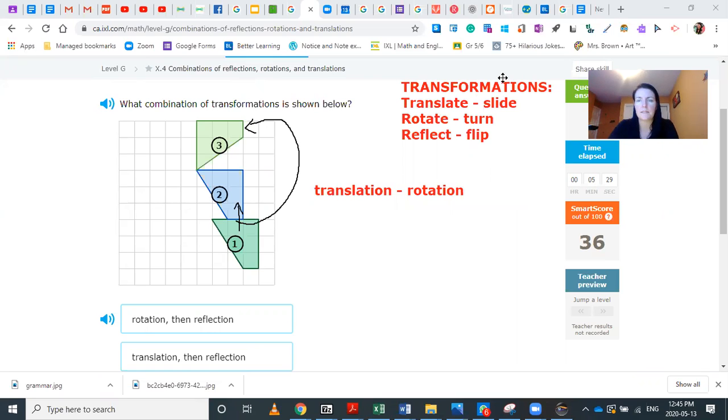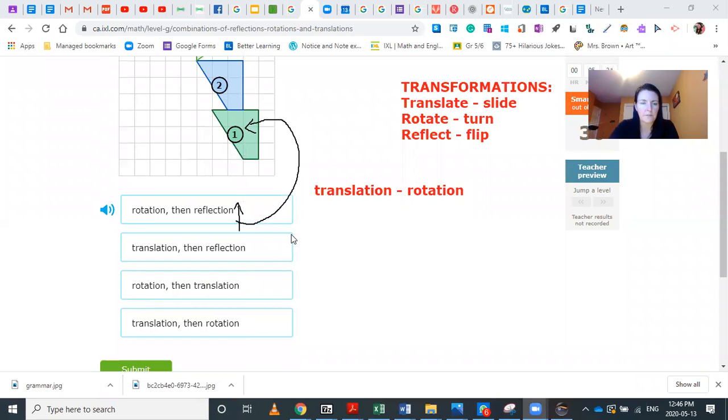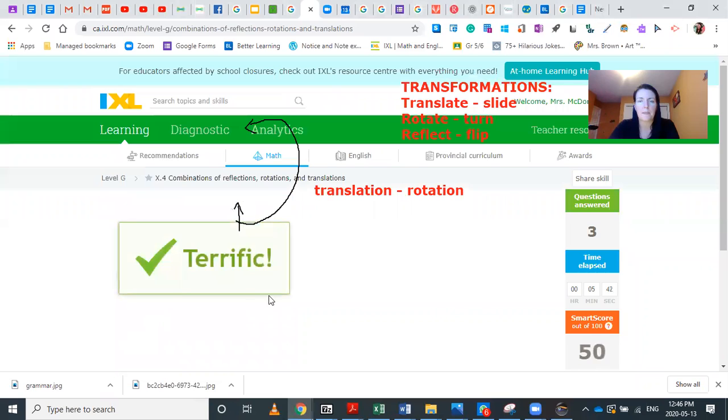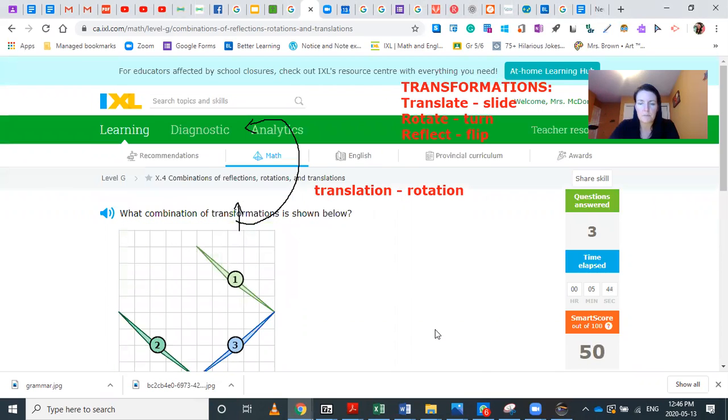Let's have a look and see what our options are that they've given to us. Translation first, and then reflection, no. Translation, and then rotation, there it is. All right, great. Let us move on to X5.